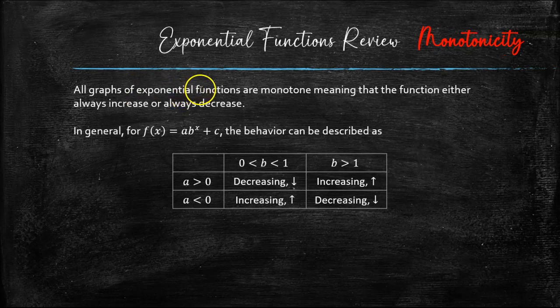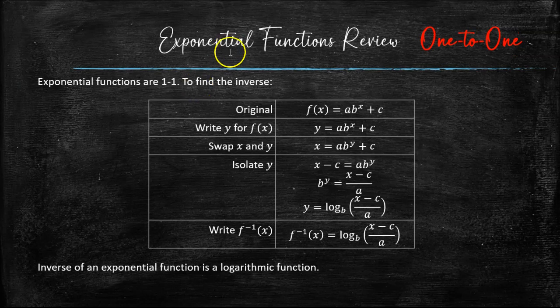Now, when it comes to monotonicity, the important fact is that all exponential functions are monotone, meaning that they always increase or always decrease. So they don't have that shifting behavior. They don't have turning points. And in general, the behavior can be described using the following chart. Again, it's not about memorization, but just understanding the effects of all of these components on the shape of the graph. Being monotone, all exponential functions are naturally one-to-one.